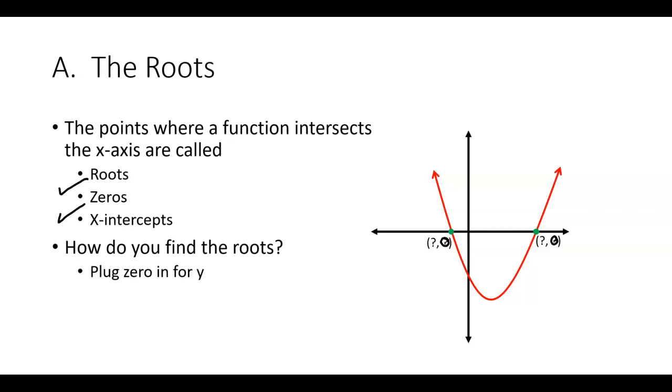So how do you find the roots? Step one is to plug zero in for y. So you have a blank on your paper that you should be filling in right now. Plug zero in for y is the first thing that you do. That's how you find the roots. And then after that, you're going to solve for x. So plug zero in for y and solve for x. For roots, x-intercepts, that's how you find roots on any function if you plug zero in for y.